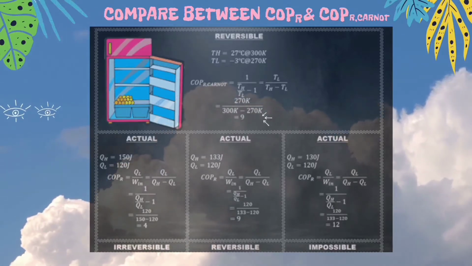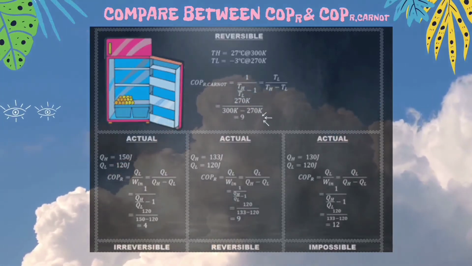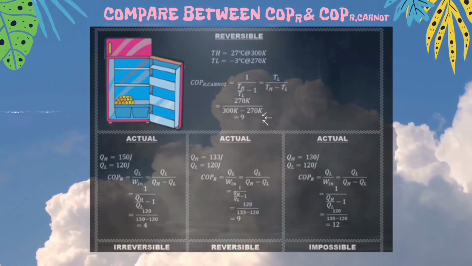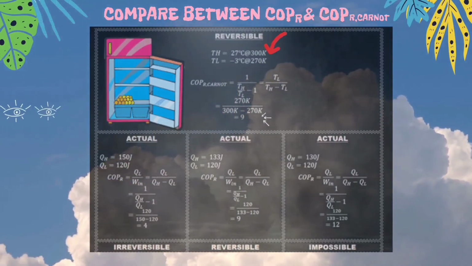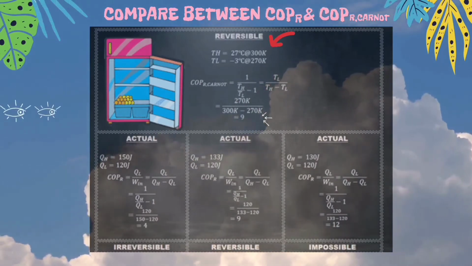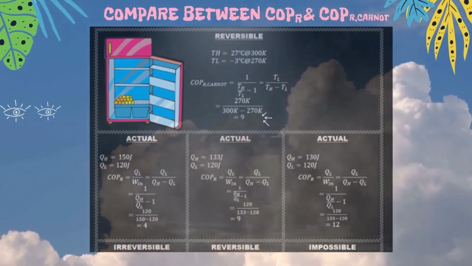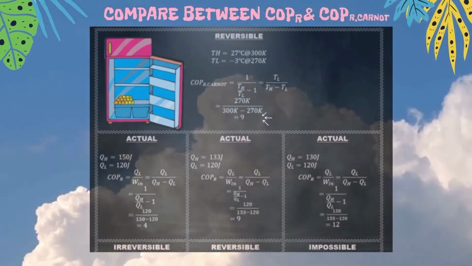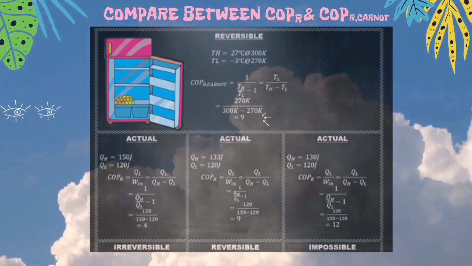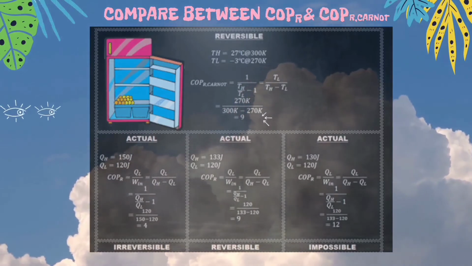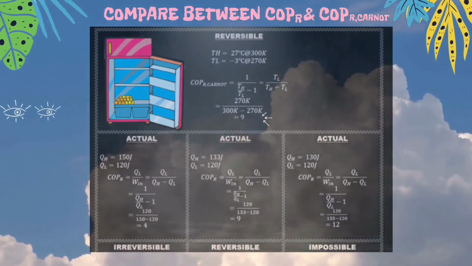Now, we move to the example, to make the explanation clearer. For example 1, a reversible refrigerator has maximum and minimum temperatures in the cycle of 27 degrees Celsius and negative 3 degrees Celsius respectively. We can insert the temperatures in any of these three equations. We must insert temperatures in units of Kelvin. So, we get the COP of the Carnot refrigerator is 9.